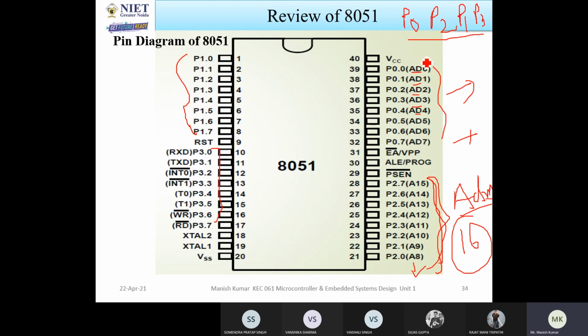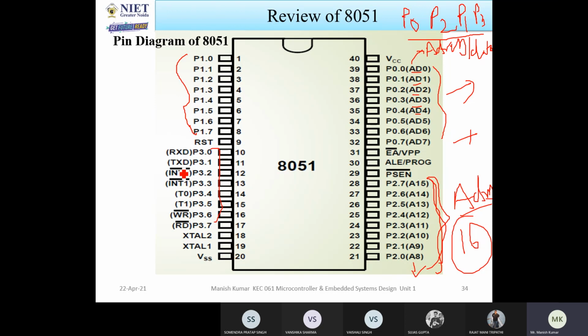So what is the meaning? This represents address or data. It means that you can use port 0 as an address or as data. You can send the address or you can send the data. But with the help of port 2, you can't send the data.